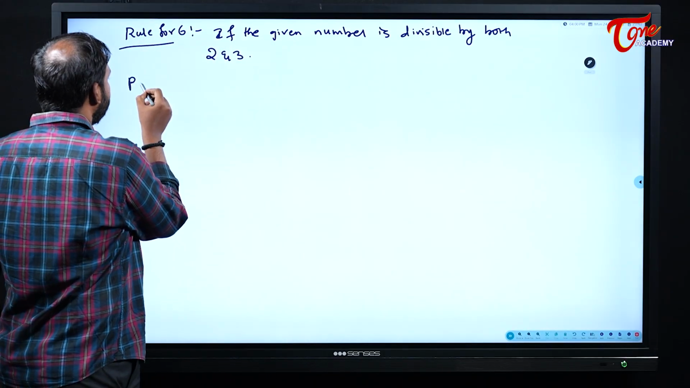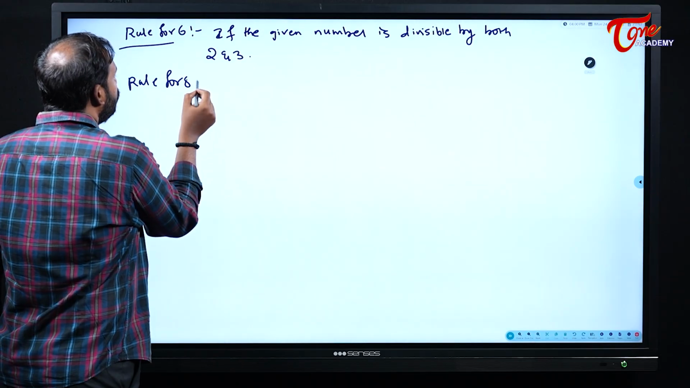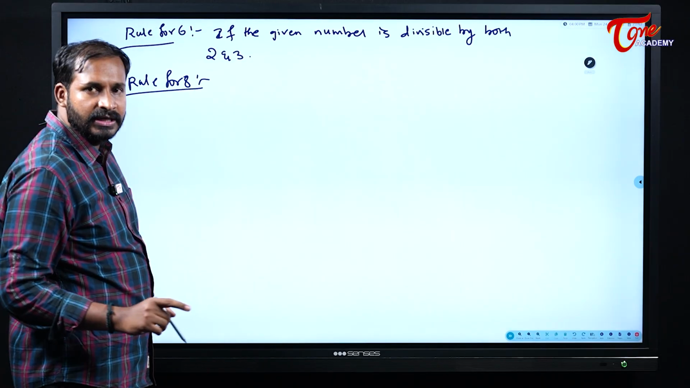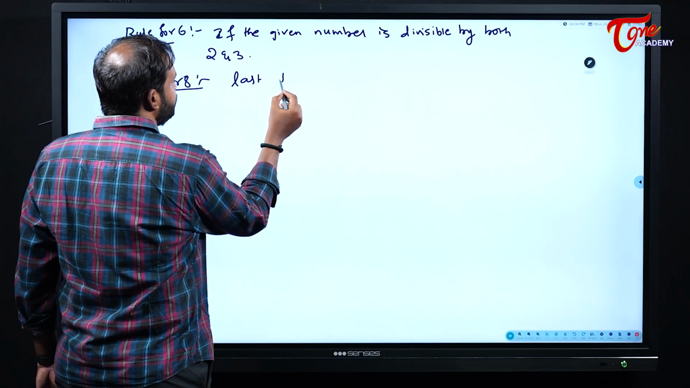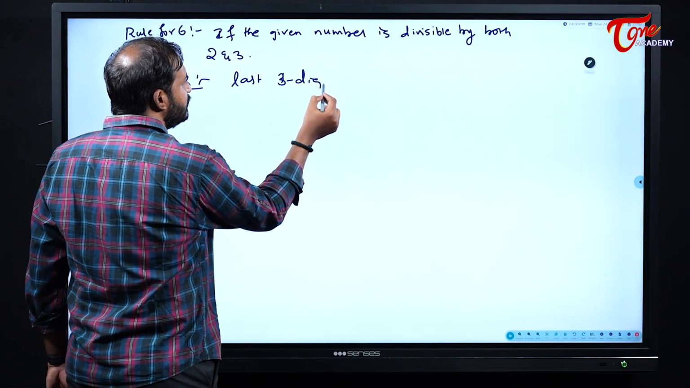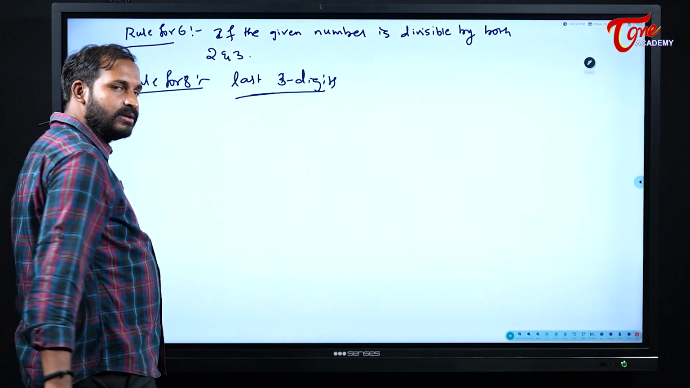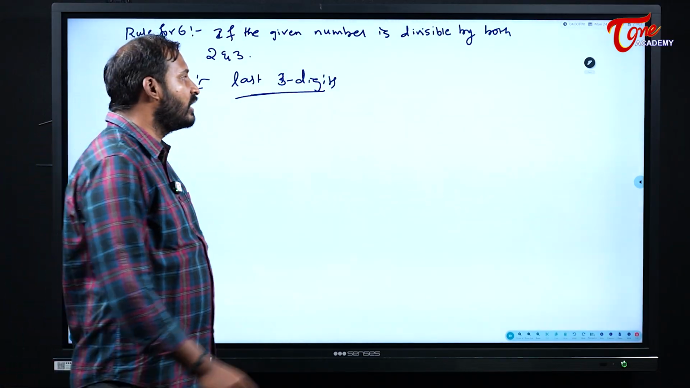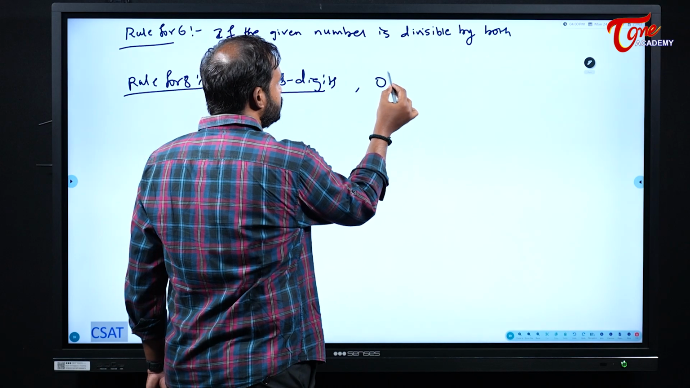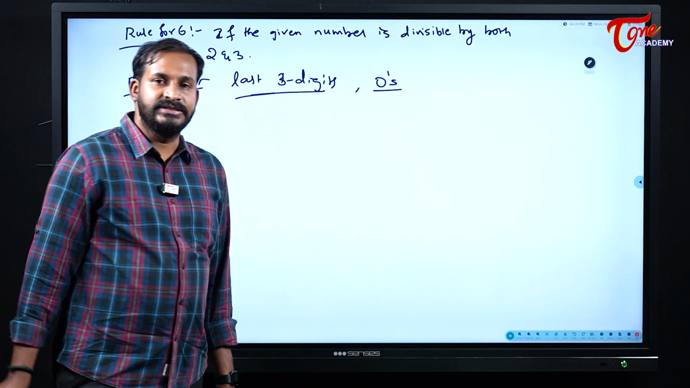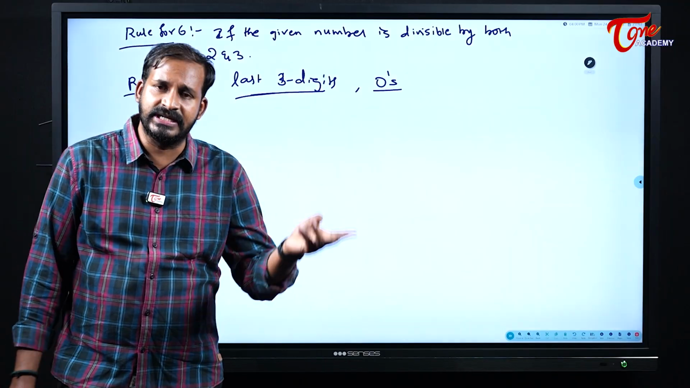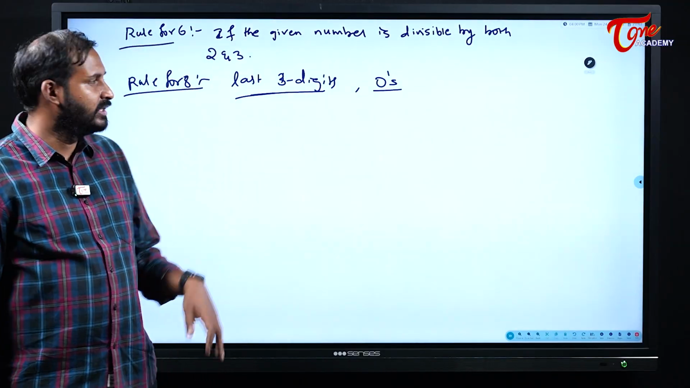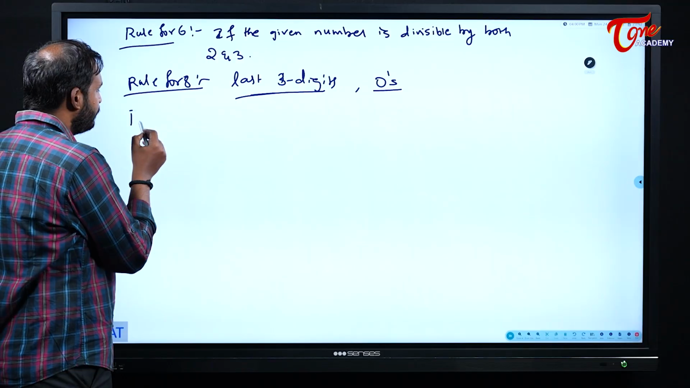Next, rule for 8. Rule for 8 is similar to rule for 4. Here we will observe the last 3 digits. If the last 3 digits are divisible by 8, or the last 3 digits are zeros, then that number is divisible by 8. Similar to 4: in 4 we take the last 2 digits, in 8 we take the last 3 digits.